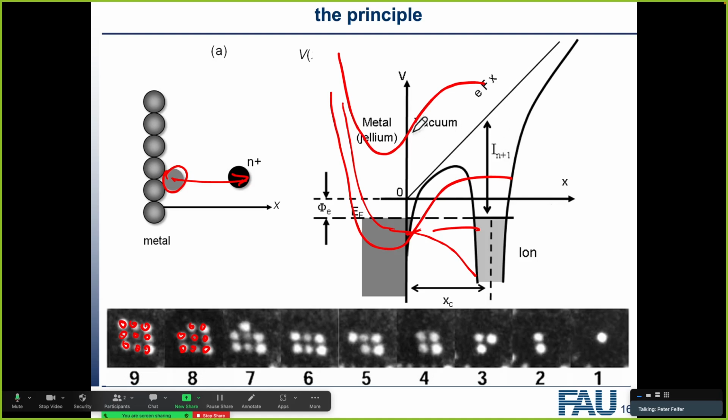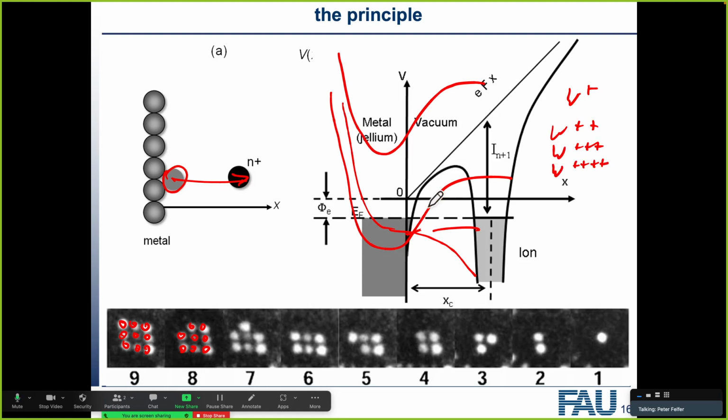Okay. So very often we observe also higher charged ions. So not just an iron plus, like for example a tungsten plus, but we see tungsten plus, tungsten 2 plus, tungsten 3 plus, and even tungsten 4 plus. And the question is why?